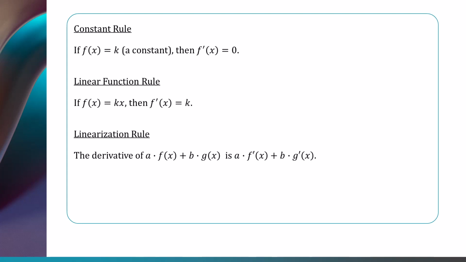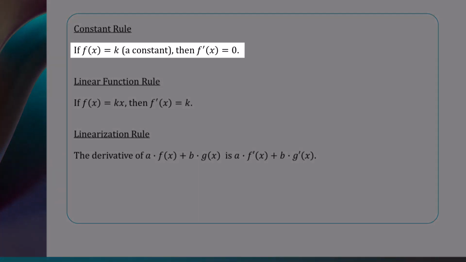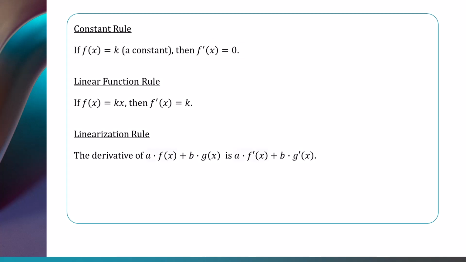The next rule is the linearization rule, which states that the derivative of a times f of x plus b times g of x, where a and b are constants and f and g are functions, is equal to a times f prime of x plus b times g prime of x. Note here that the derivative of a constant all by itself is 0, but if that constant is multiplied by a function, it just comes along for the ride.